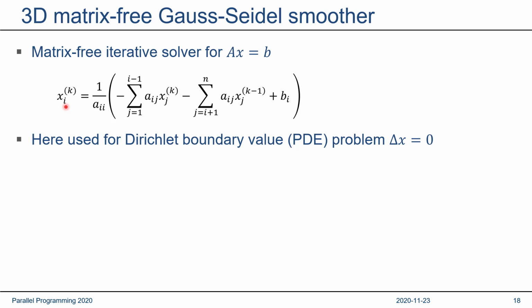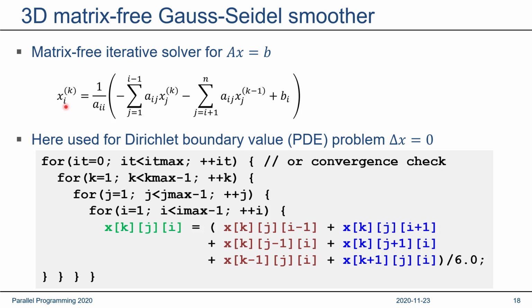So this is why the Gauss-Seidel solver doesn't appear to be parallelizable right away, because every step of the process depends on the result of a previous step. In this particular example, we use the Gauss-Seidel algorithm for solving a partial differential equation, the Laplace equation, Laplace x equals 0, and we use Dirichlet boundary conditions. So we're solving a PDE as a boundary value problem.